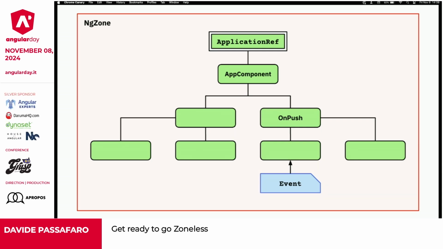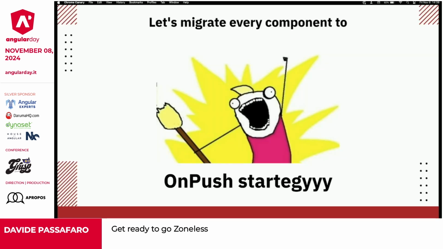But you might think, it's easy to solve. Let's migrate everything to the onPush strategy. And this is usually one of the architects that comes with this idea during your project. Huge success, you are going to do everything with onPush. Wow, why have we not done it before?